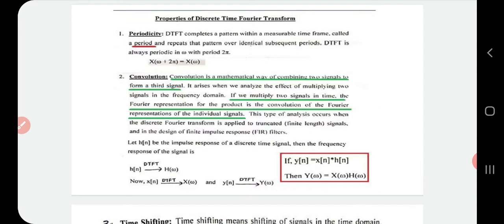Next property is convolution. This I think you have studied in your last semester in integral transforms. So convolution is a mathematical way of combining two signals to form a third signal.